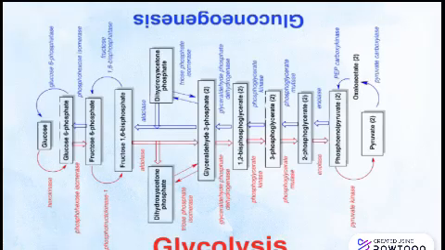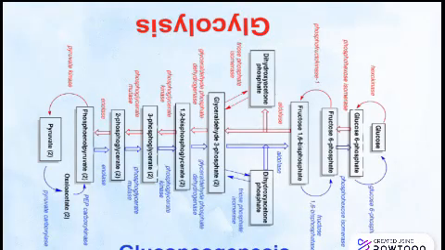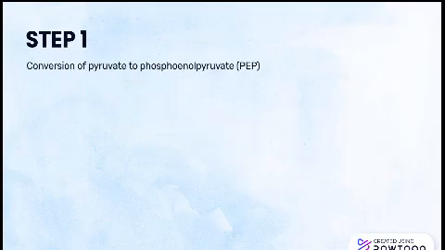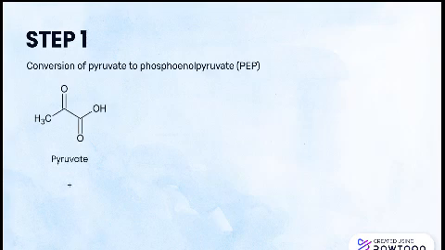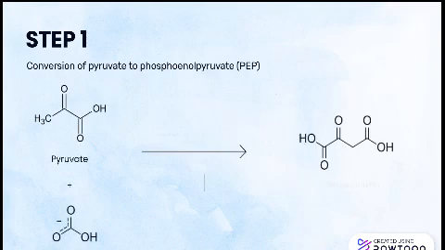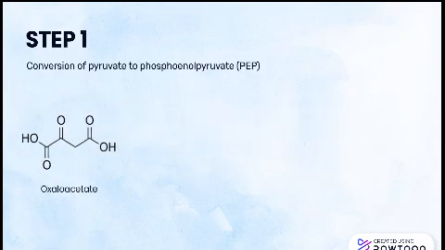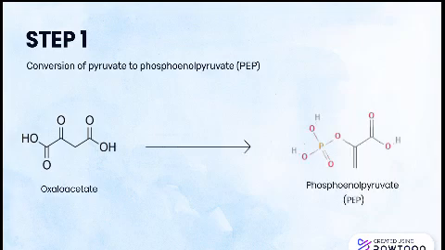It is the reverse of glycolysis, but it uses special bypass steps because some glycolysis reactions are irreversible. The first bypass step is the conversion of pyruvate to phosphoenolpyruvate. Here, pyruvate undergoes carboxylation to form oxaloacetate using the enzyme pyruvate carboxylase. Then, oxaloacetate undergoes decarboxylation and phosphorylation to form PEP, catalyzed by PEP carboxykinase.